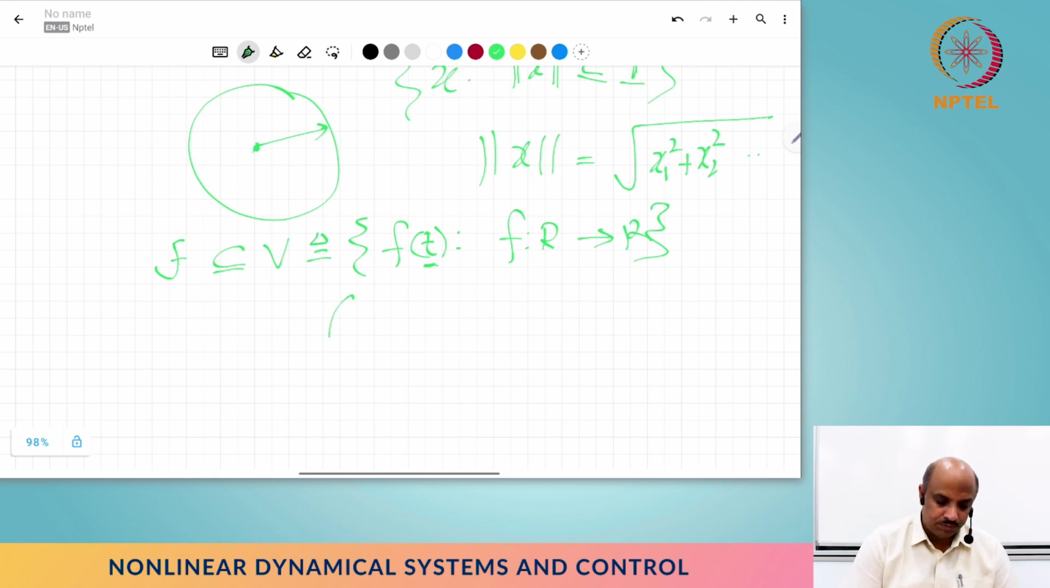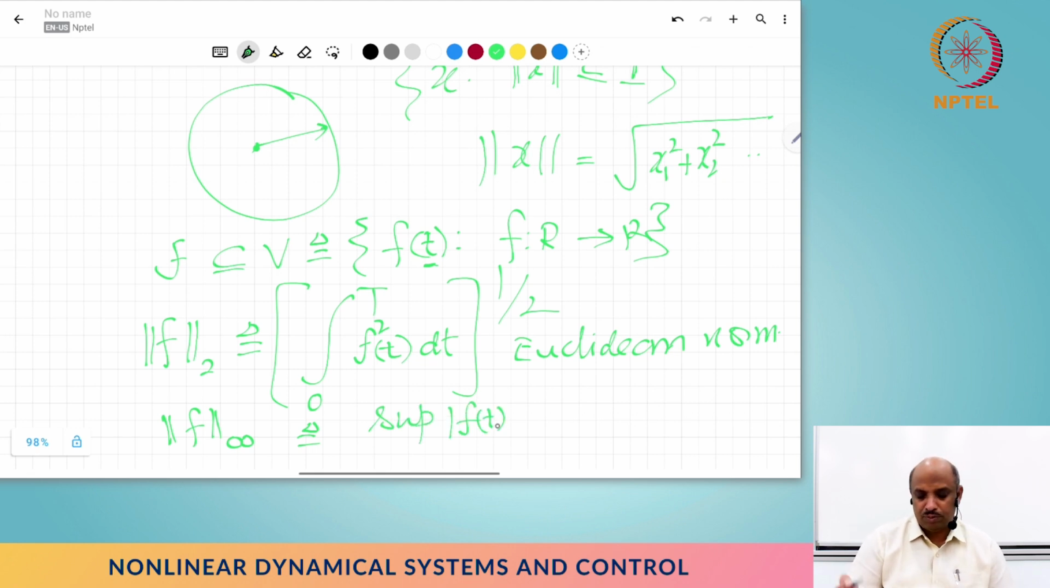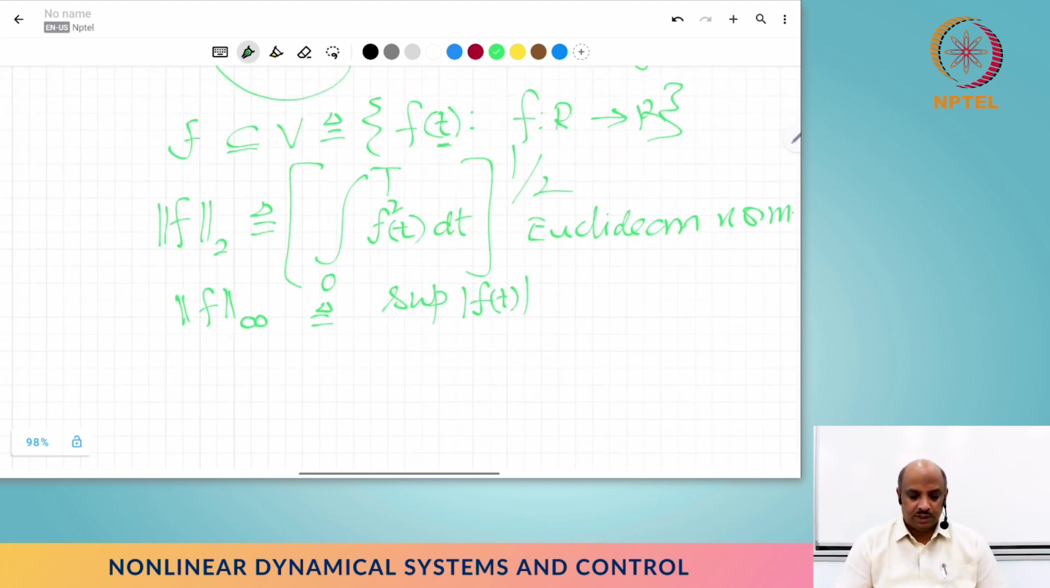So typical, maybe perhaps between 0 and t or something like that, typical norm, and then this is what we call the 2 norm, right? And it's named after the Euclidean norm. And we can also think about other norms, which is simply, I'm going to say, supremum of f of t. And supremum is simply, if you do not find the maximum within it, basically find the nearest number to that.